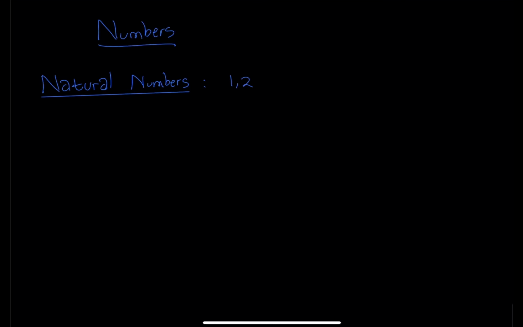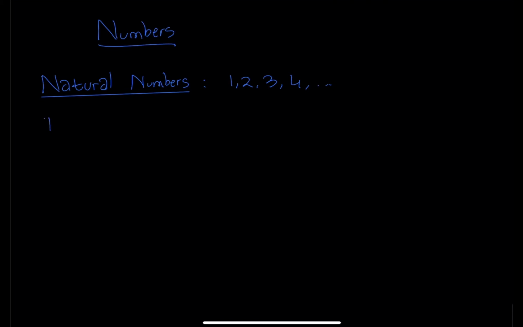Alright, let's look at numbers. Now you get many different types of numbers. Let's start off with natural numbers. Natural numbers are basically your typical numbers: 1, 2, 3, 4, etc.